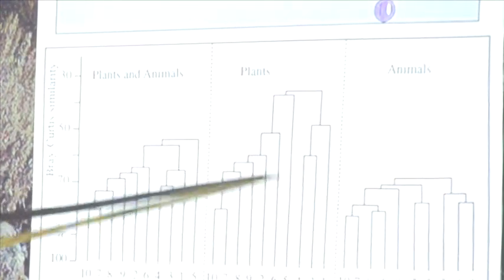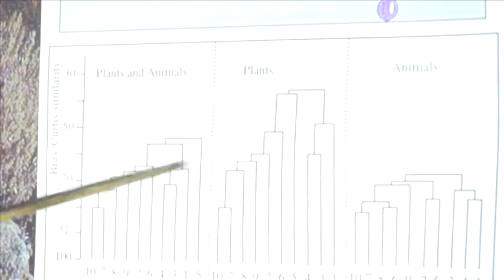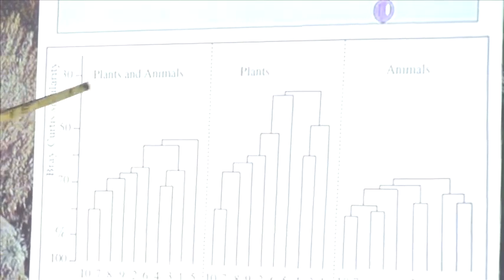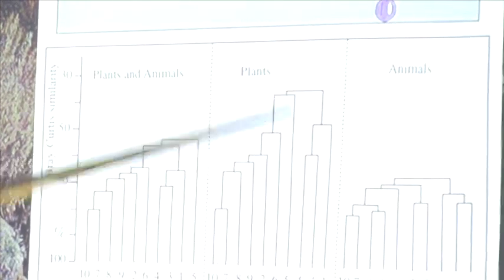They have a similarity of 70% or higher. The plants have sometimes only 30% or higher.